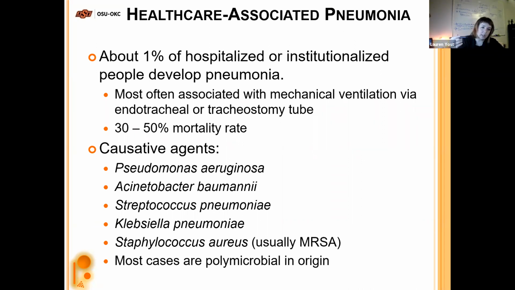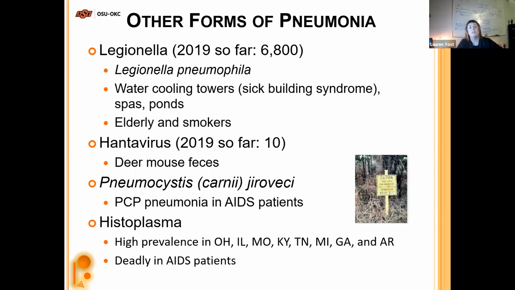Healthcare-associated pneumonia is usually caused by more than one bacteria, but here is a list of the most common ones associated with that: Pseudomonas aeruginosa, Acinetobacter baumannii, Streptococcus pneumoniae, Klebsiella pneumoniae, and Staphylococcus aureus, typically MRSA in a healthcare setting. A lot of these, and a lot of the stuff that we see throughout the respiratory chapter, we are working with in the lab as your unknowns, FYI. Also, Salmonella is one of them.